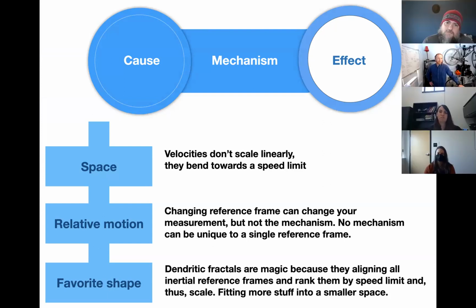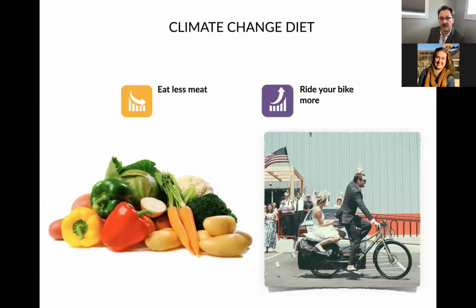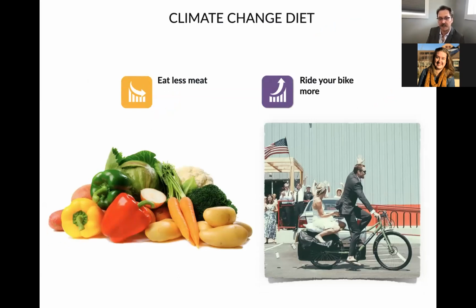Relative motion, changing reference frame can change your measurement, but not the mechanisms. So if you can align all your reference frames to identify the mechanisms don't change between reference frames, only your measurements do. And finally, my favorite shape, which is these dendritic fractals, are just this beautiful example of this rule of having to segregate velocities and try to fit them into a single space. Finally, go on a climate change diet, which is eat less meat and ride your bike more.